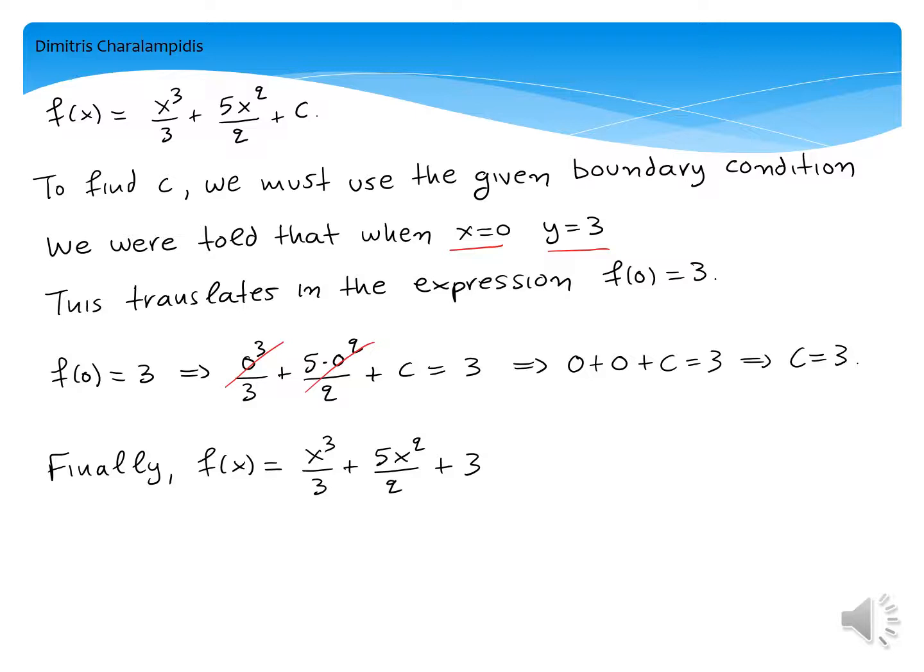To find c, we must use the given boundary condition. We were told that when x equals 0, y is equal to 3. This translates in the expression f of 0 equals 3. F of 0, considering the form for the f of x we previously found, will be equal to 0 cubed over 3 plus 5 times 0 squared over 2 plus c, and all that must equal 3. Thus, c will be equal to 3.